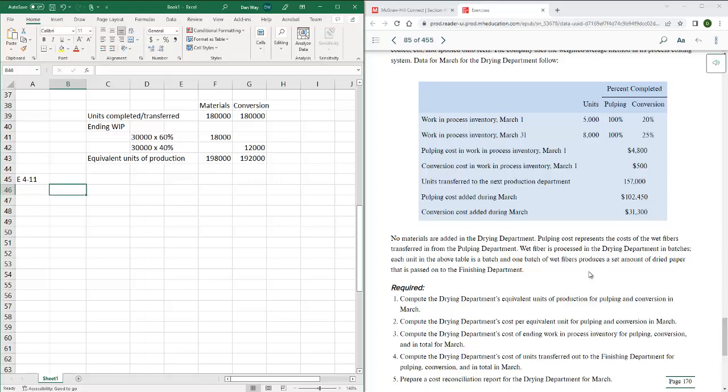So sometimes it's helpful to think about the process of these things and what's being made and how it's being done. The first thing we want to do is come up with the drying department's equivalent units of production for pulping and conversion in March.